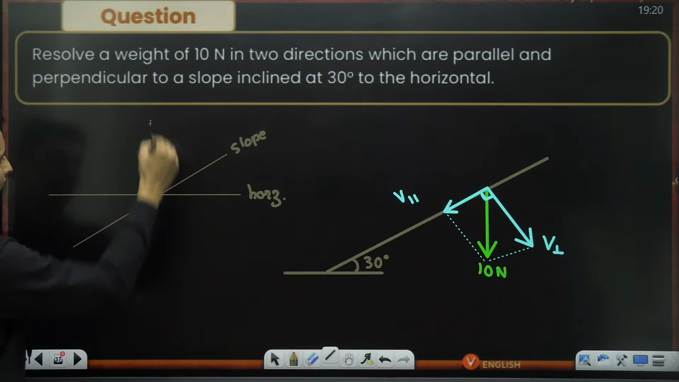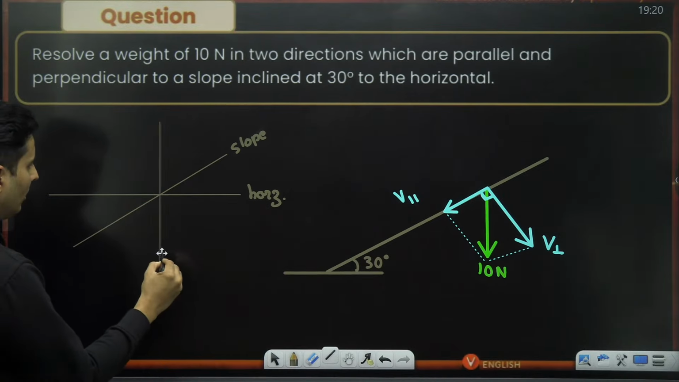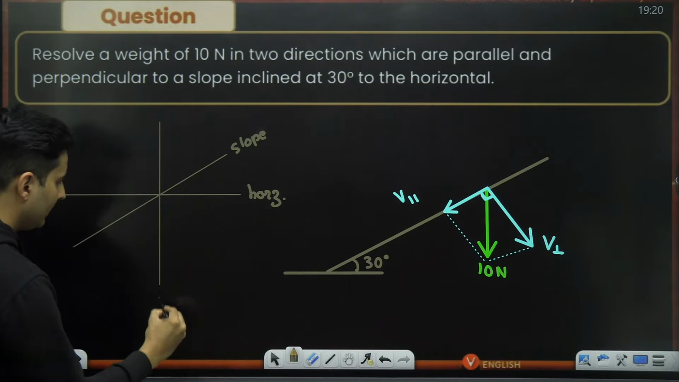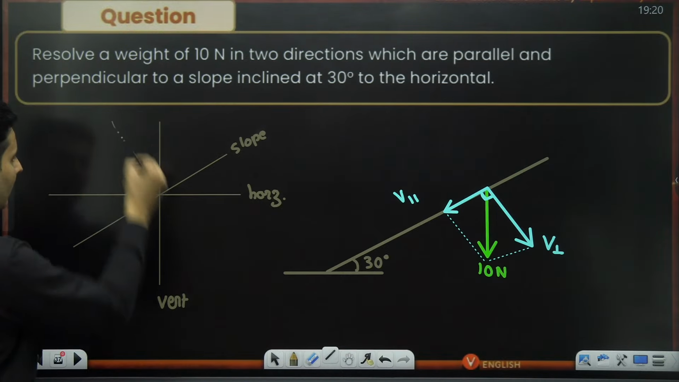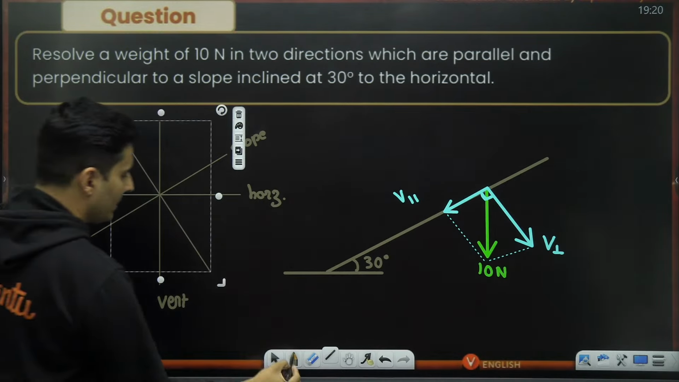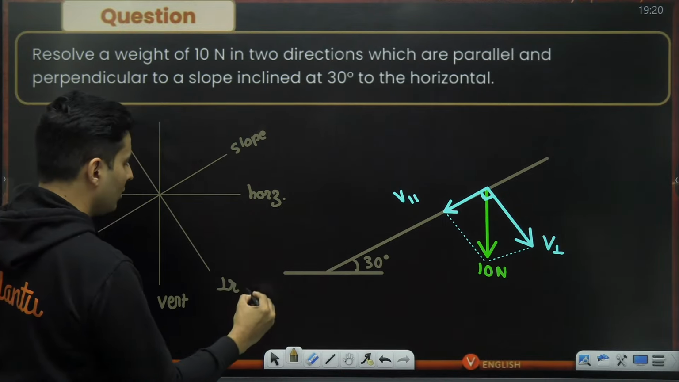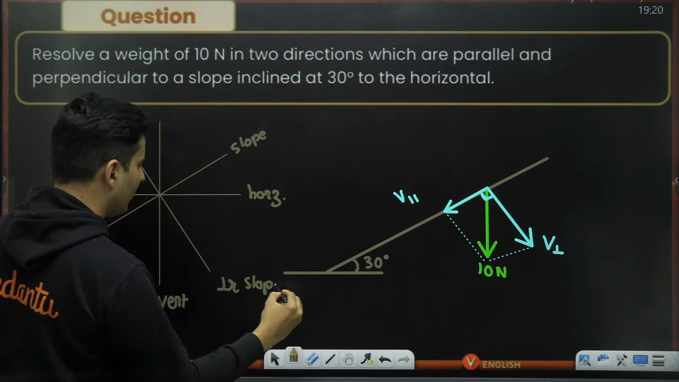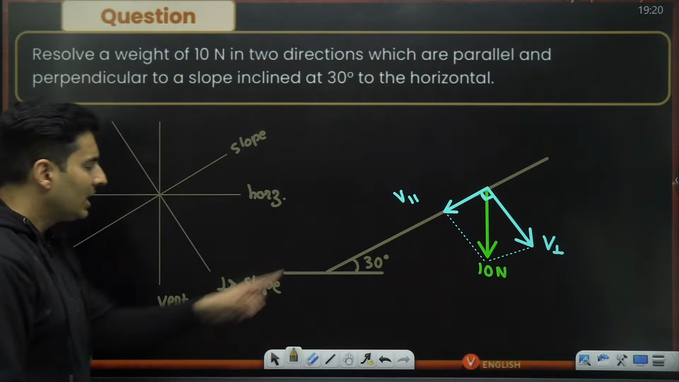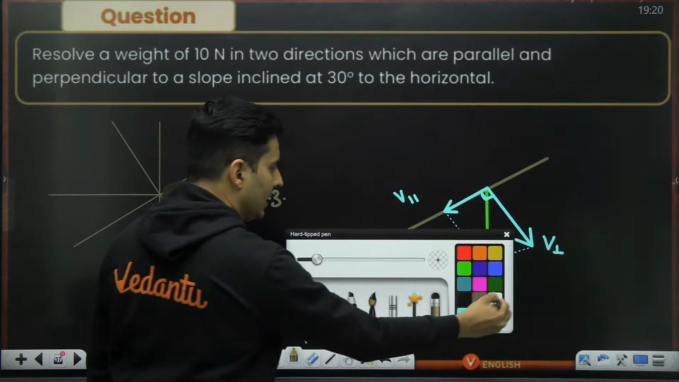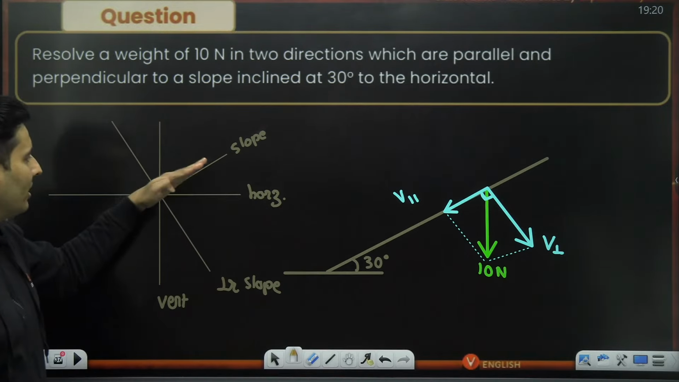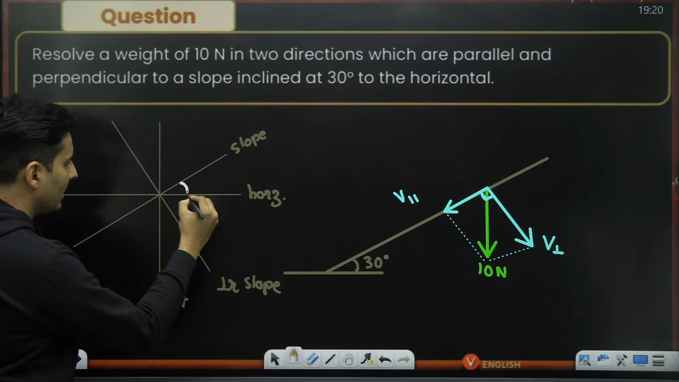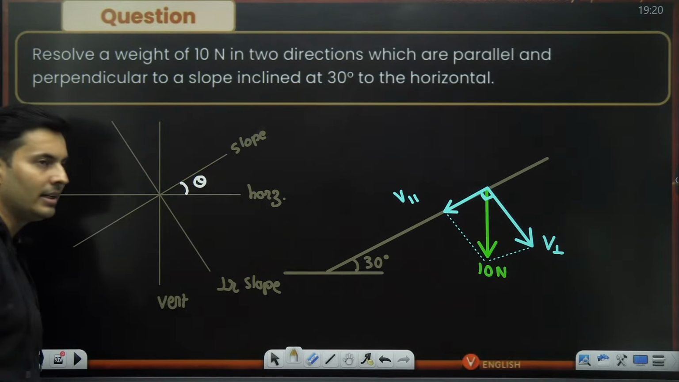Now also draw a vertical. What is this line? This is a vertical line. And then draw perpendicular to the incline. This is basically perpendicular to the slope. 30 degrees is exactly which angle? It is the angle between horizontal and the slope. So basically, I know this angle as theta.